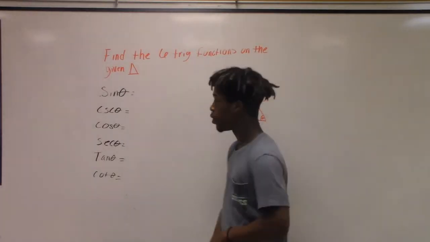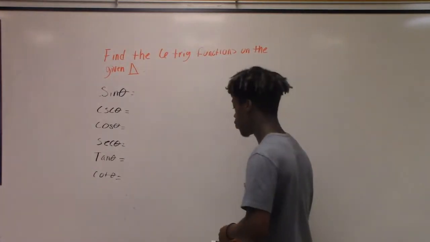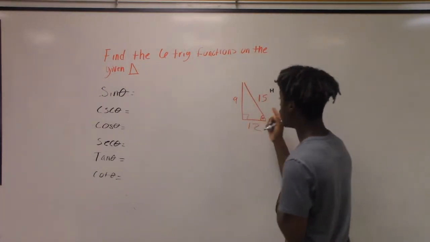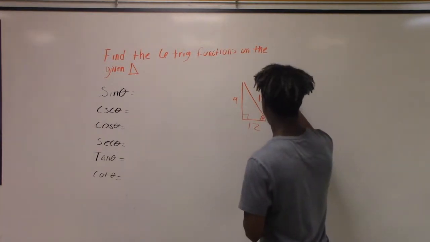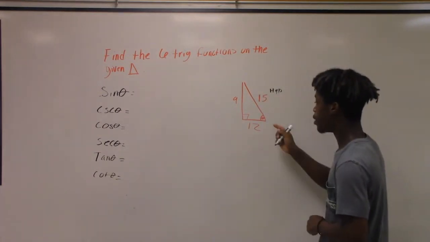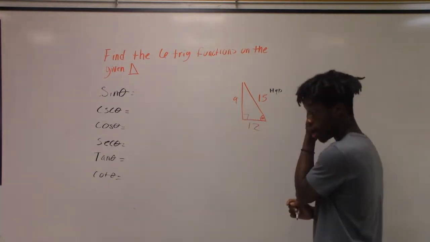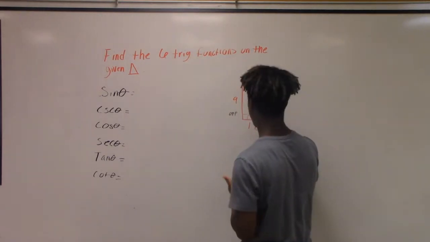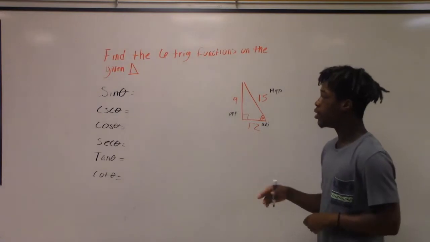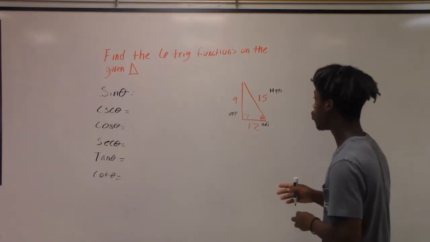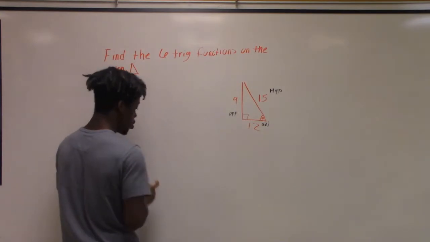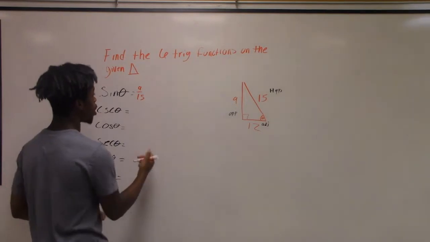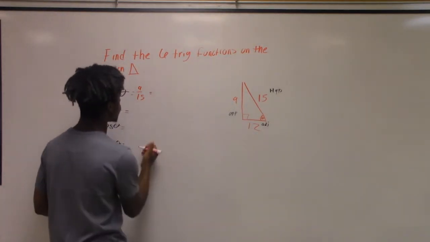Now let's try an example to find the 6 trigonometric functions on the given triangle. Automatically we know that 15 is the hypotenuse because it is the longest side and it is diagonal from the 90-degree angle. Since our theta is at the bottom, 9 would be our opposite side, and the last side remaining would be 12, the adjacent side. We know that sine equals opposite over hypotenuse, so that would be 9 over 15. Always try to reduce a fraction if possible. 9 over 15 can be reduced to 3 over 5.